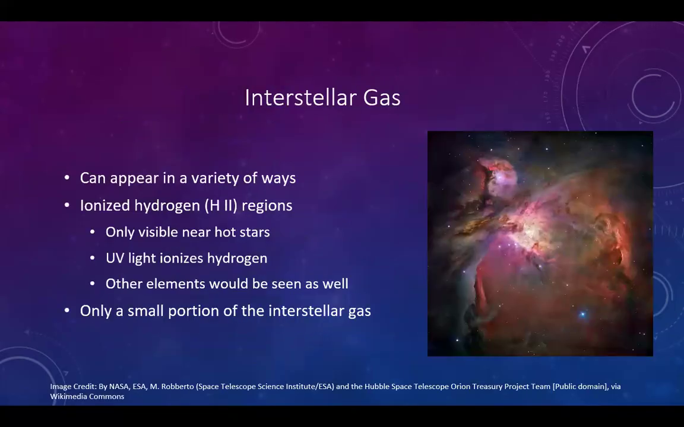Now there's also interstellar gas. This can appear in a variety of ways. If it's hot and excited, you get H II or ionized hydrogen regions. Here's a nice H II region glowing. They're easy to see because they're excited and glow. They get excited by nearby hot stars and emit. They're only visible near hot stars. The UV light from the stars ionizes the hydrogen. And other elements would be seen as well. And this is only a very small portion of the interstellar gas.